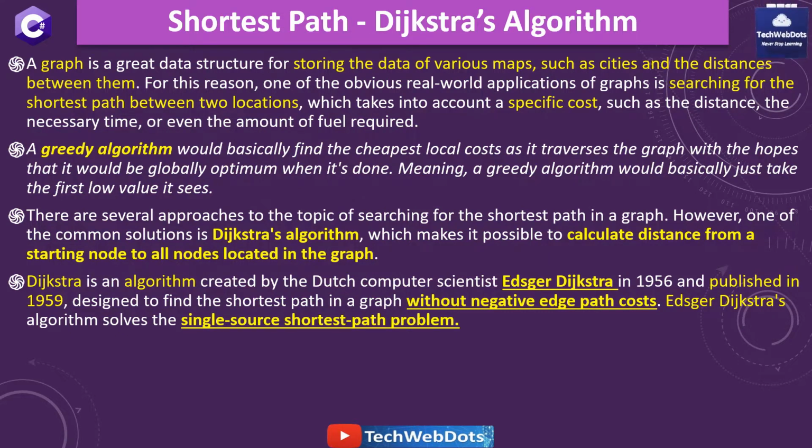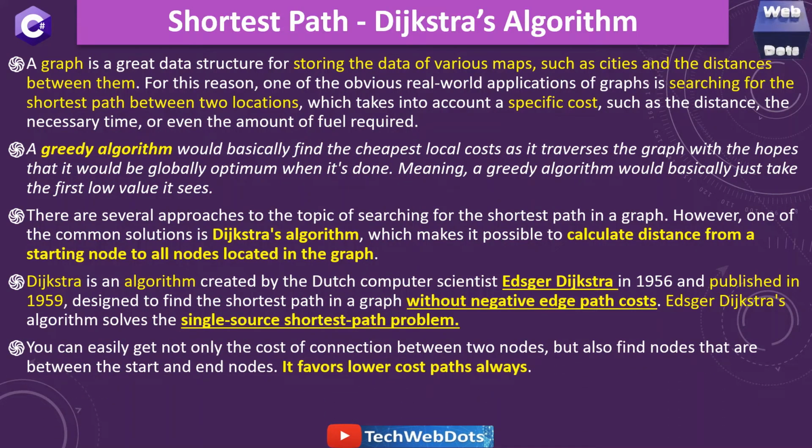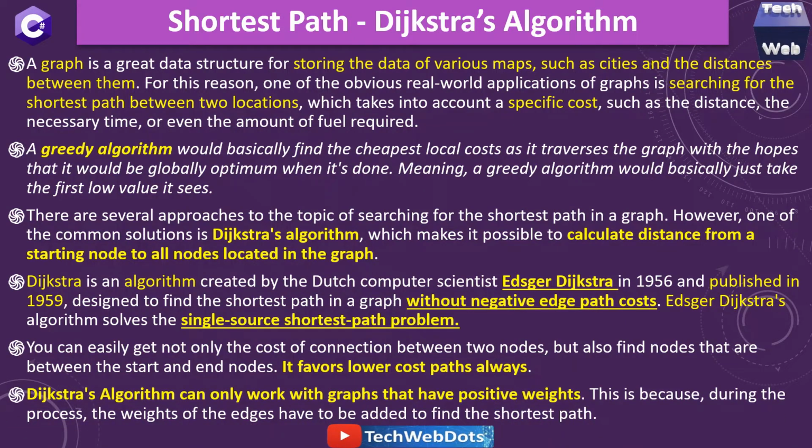Okay, so Dijkstra algorithm solves a single source shortest path problem. When we say single source, it means we decide where we need to start and where we will end. You can easily get not only the cost of connection between two nodes but also find the nodes that are between the start and end nodes. So it always favors low cost paths. And one last important point is that Dijkstra algorithm can only work with graphs that have positive values, which I already said. Negative values are not supported.